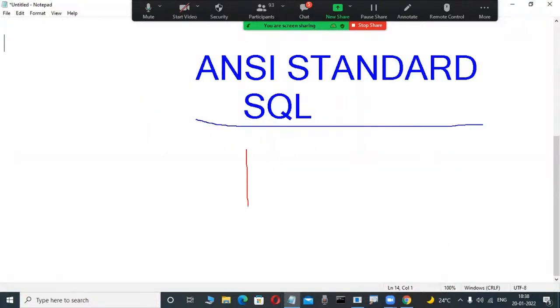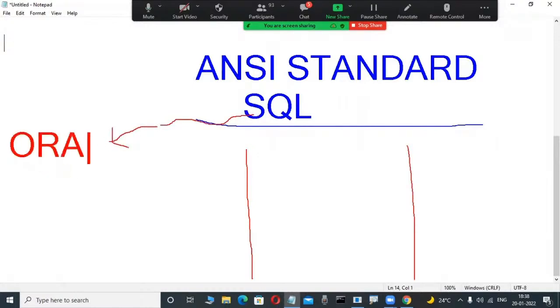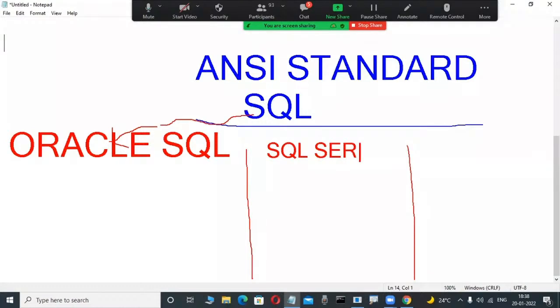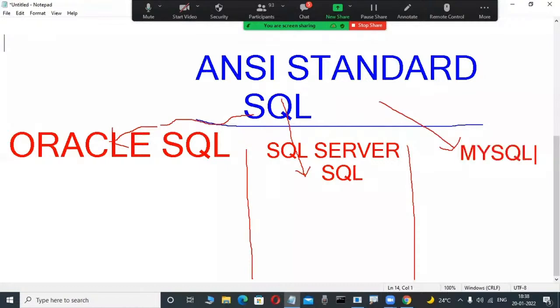I agree, but unfortunately, observe here: from this ANSI standard SQL language, Oracle Corporation created their own SQL that is called Oracle SQL. That is important, and so many fellows don't know that. Again, observe here: SQL Server, a Microsoft product, created their own SQL from this ANSI standard that is called SQL Server SQL. Again, MySQL created their own SQL language from this ANSI standard that is called MySQL SQL.